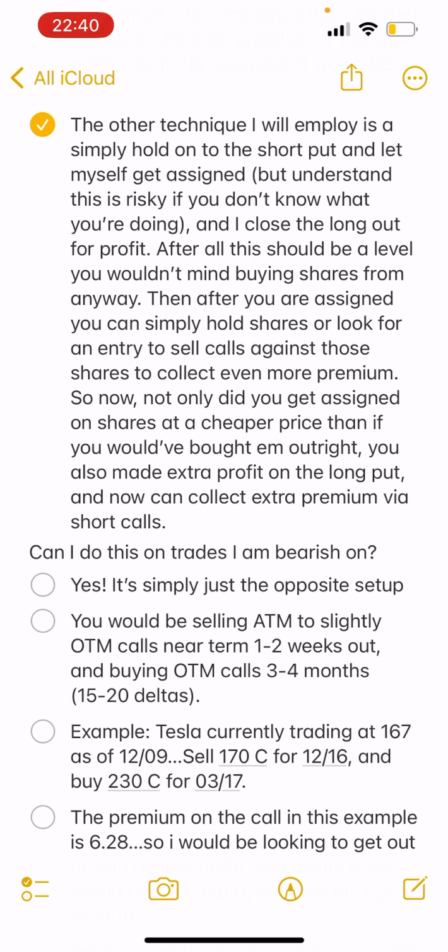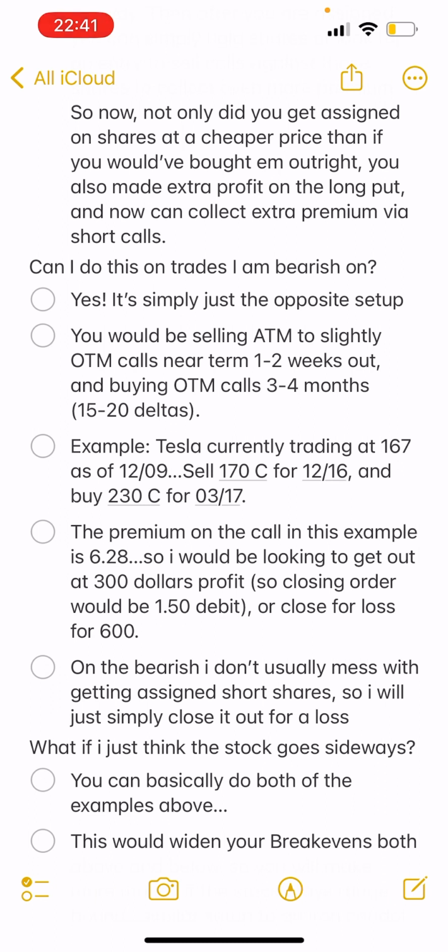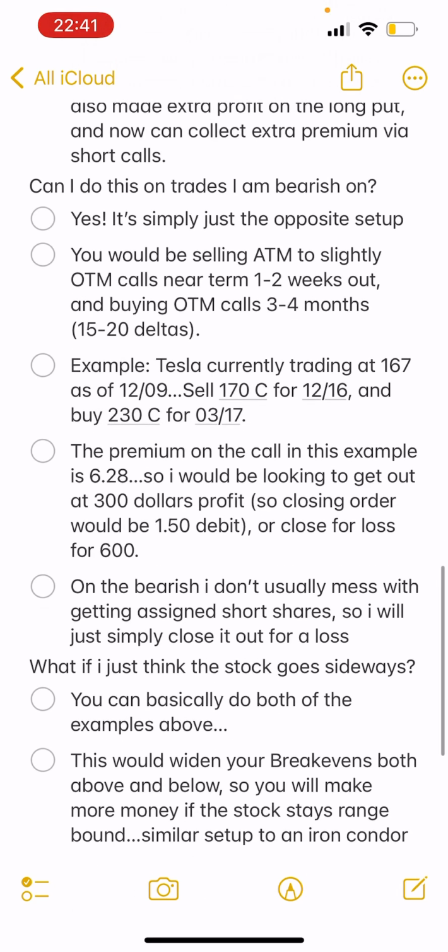Then after you are assigned, you can simply hold the shares or look for an entry to sell calls against those shares to collect even more premium, right? Okay, so now not only did you get assigned on the shares at a cheaper price than if you would have bought them outright at the time you entered this trade, you also made an extra profit on the long put, and now you can collect extra premium via short calls. Okay, so you're really lowering your cost basis on this particular stock. Okay, so it's a pretty cool setup.